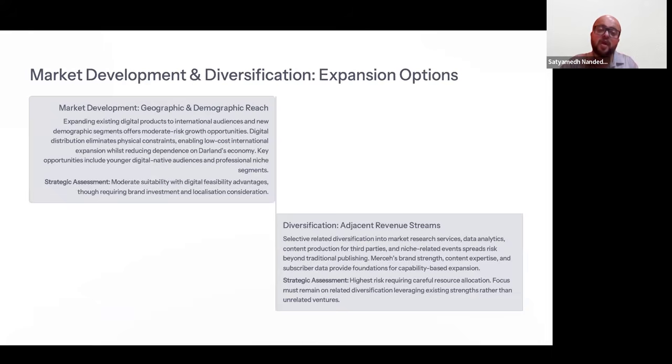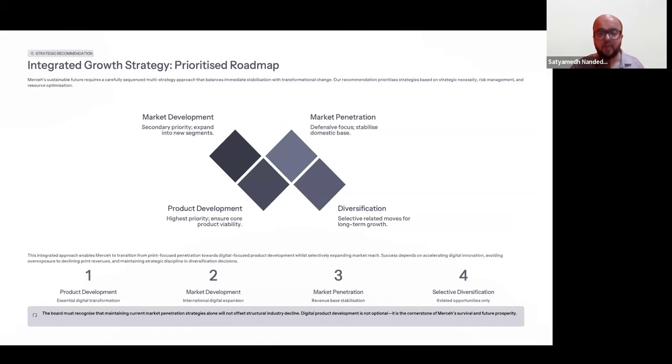Market development and diversification, basically expansion. Expanding existing digital products to international audiences and new demographic segments offers moderate risk growth opportunities. So instead of just remaining confined to the country of Darwin, you should ideally explore different countries, different geographies, and make sure that you can deliver content according to the rules and regulations there. Or you could also start some adjacent revenue streams like analytics work or content production for third parties. That is the market development and diversification option.